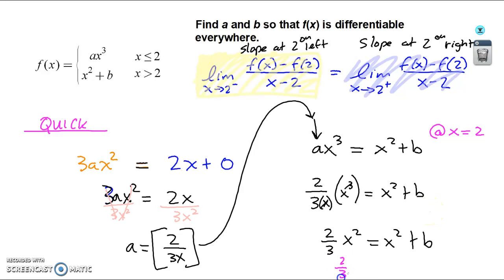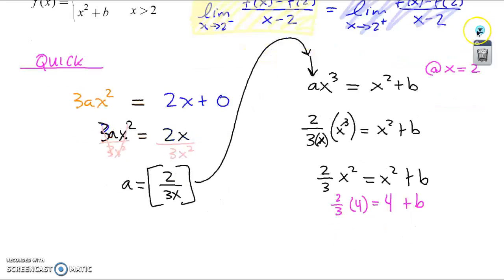So I get 2 thirds, and this is going to be 4, that's what 2 squared is, equals 4 plus b. If I keep going now, 2 thirds of 4, well, I have to multiply 2 times 4, that's 8 thirds. And I'm going to rewrite 4 as, the denominator is 3, so that'd be 12 thirds plus b. Now if I subtract here, you see we get the negative 4 thirds that's in the back of the book. b is negative 4 thirds for that to be true.